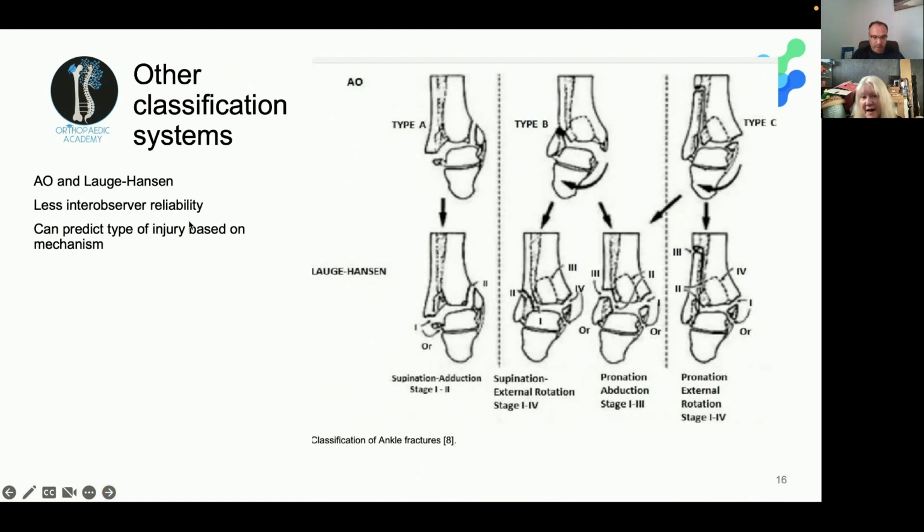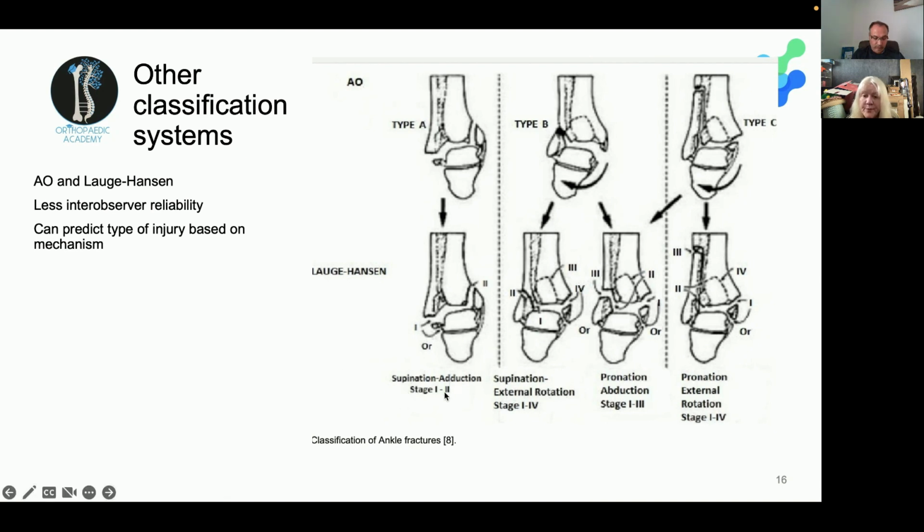You may have heard of the AO classification, the Lauge-Hansen classification. I don't think it's particularly useful because the Weber classification is simple and it guides treatment. And if you talk about it, everybody knows what you're talking about. The Lauge-Hansen, it's nice because it explains how you get the different patterns of injury.